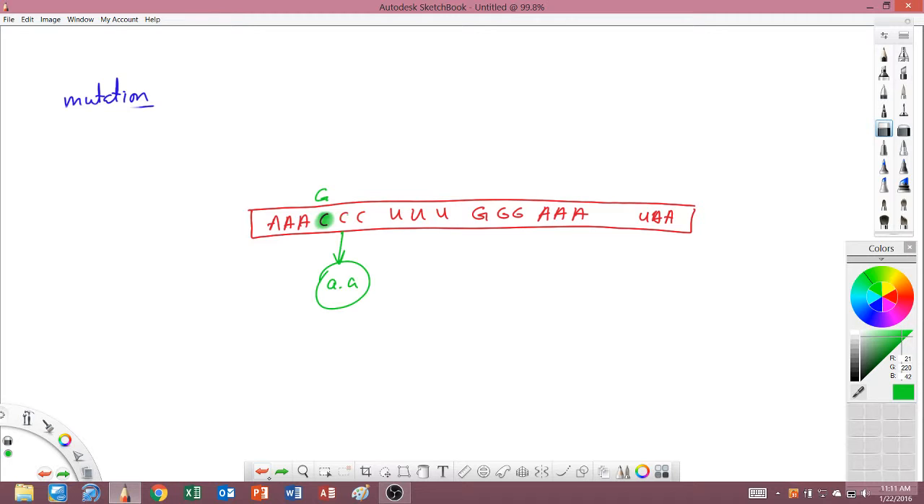Now, when a mutation is a single nucleotide long, when there's a single nucleotide change, whether it's insertion, deletion, or addition, they're called point mutations because it's a single nucleotide change. Point mutation. Point mutations. Okay? Point, one point. One nucleotide.